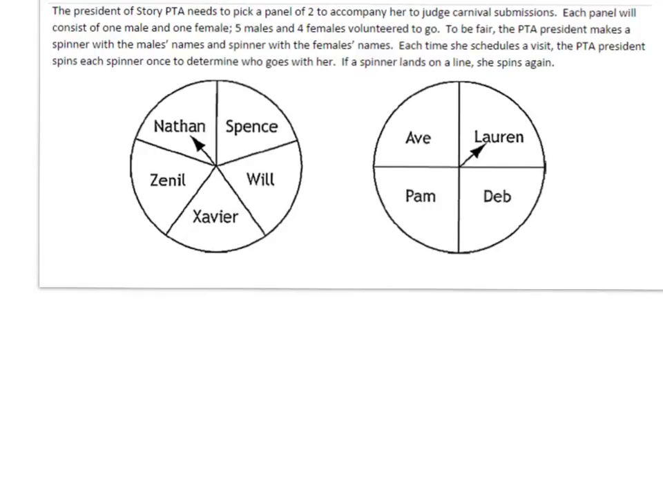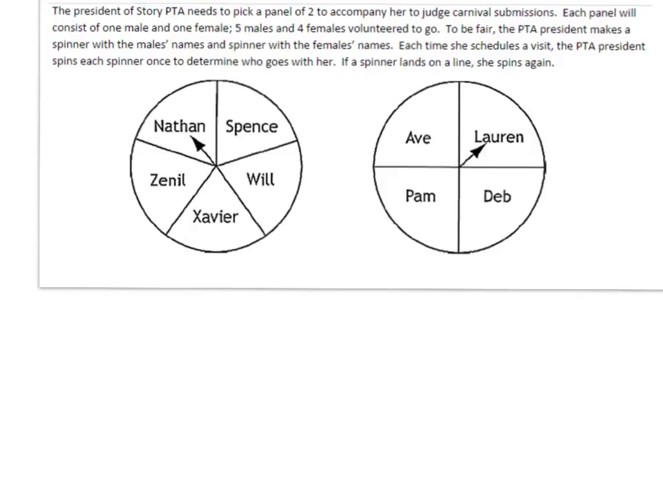Okay, so we are going to use this right here in order to answer some probability questions. The first one wants me to draw a tree diagram to show all the possible combinations of volunteers who might serve on a panel with the PTA president. When I go to the next slide, I won't have these spinners, but you will still have them on your paper.